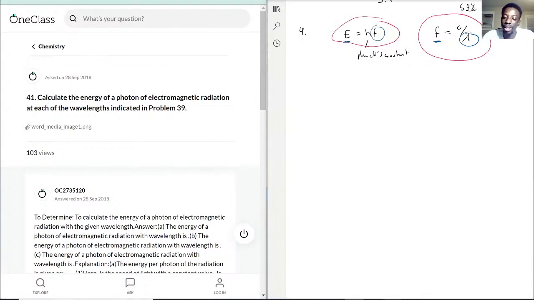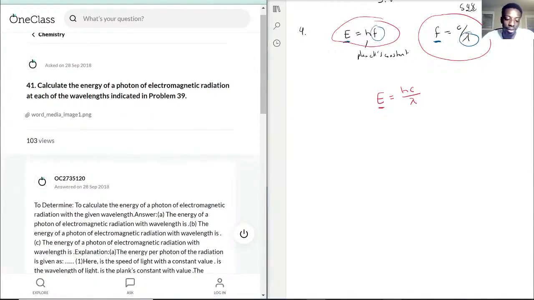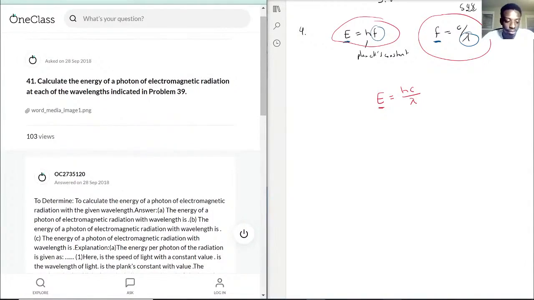Or in fact, what I like to do is put the two equations together, and this is what you're working with. So you can always get the energy right away. Just plug in the speed of light and Planck's constant. The only missing variable is the wavelength. So that is really all for this question.